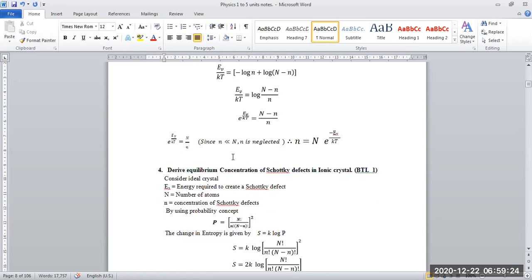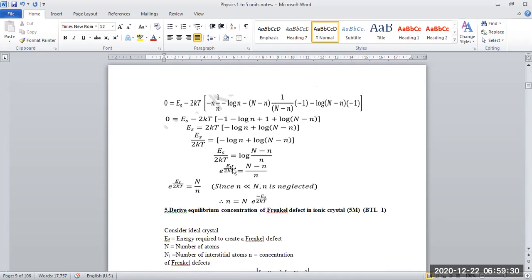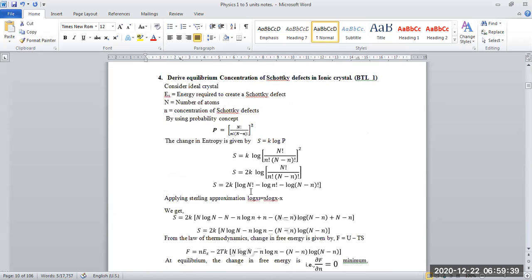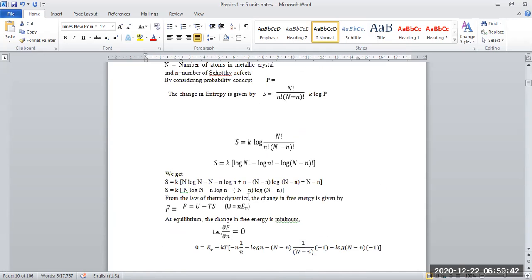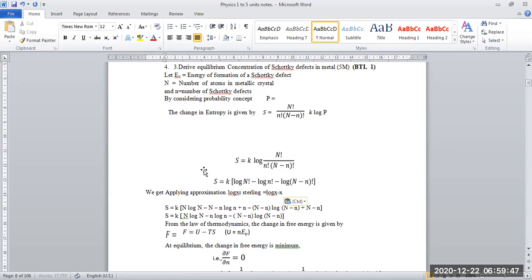So for your reference, I will write it down here. We'll take help of the Stirling approximation. Now applying Stirling approximation, log x factorial is x log x minus x. So here factorial. Now this factorial has been removed, right? So this factorial has been removed.